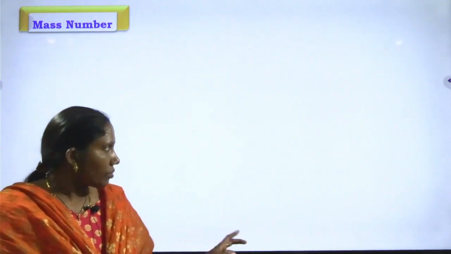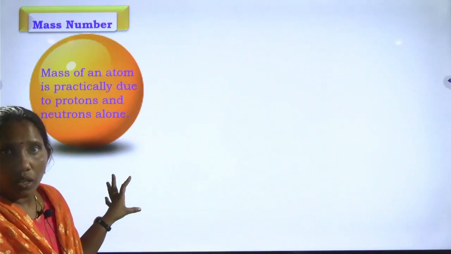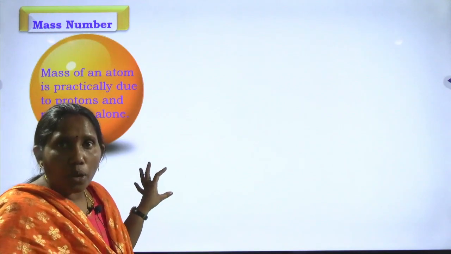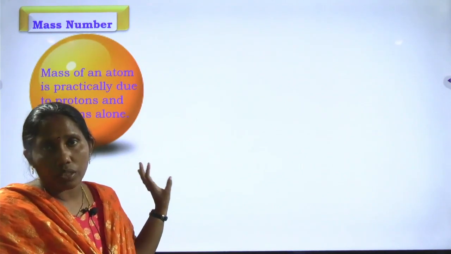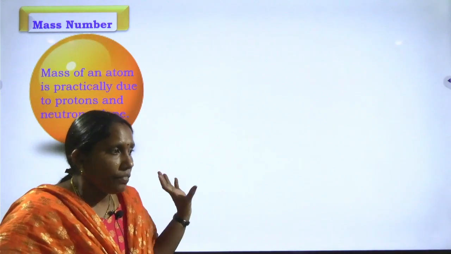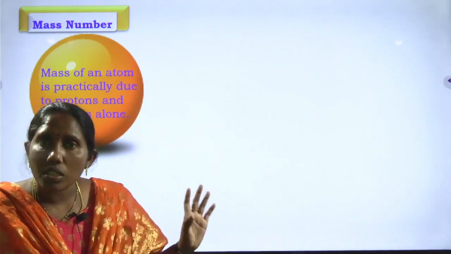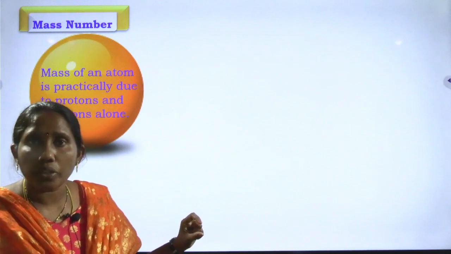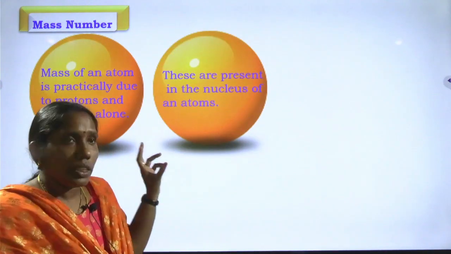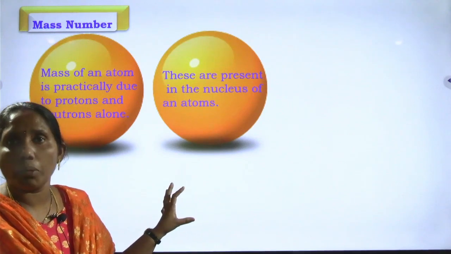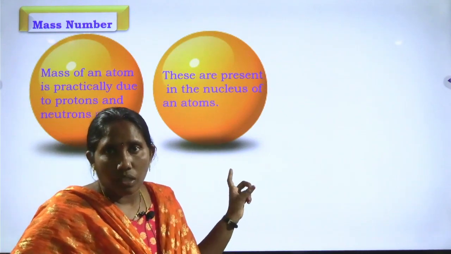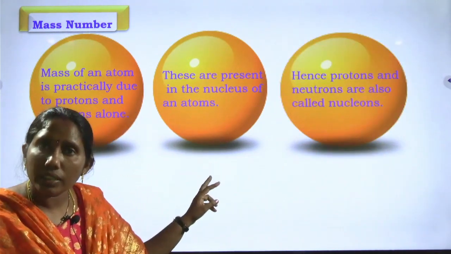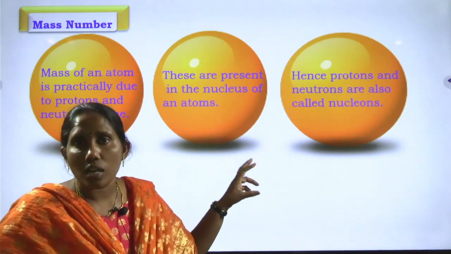Now, let us see the mass number. What is meant by mass number? The mass of an atom is practically due to protons and neutrons alone. The mass number means in an atom we have to consider the protons and neutrons only. We are not talking about any other subatomic particles, only protons and neutrons alone. These protons and neutrons are present in the nucleus of an atom. Since they are present in the nucleus, they are called nucleons.